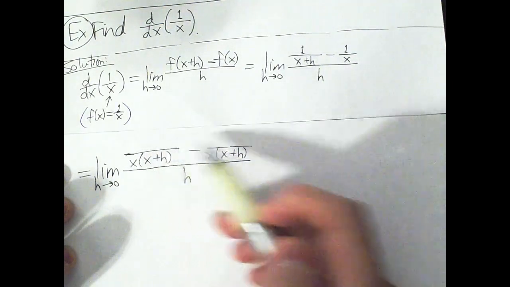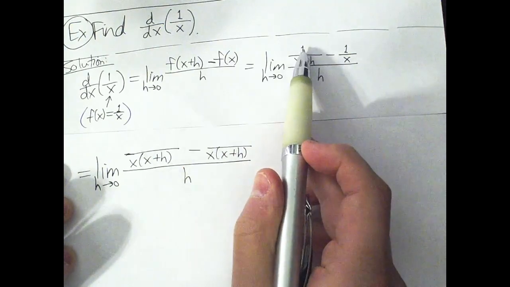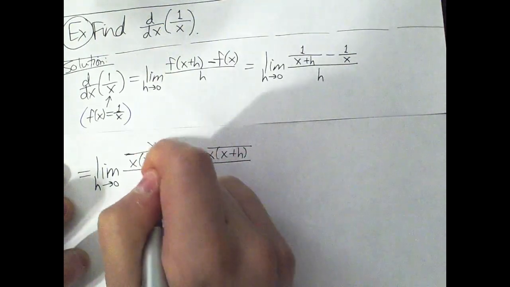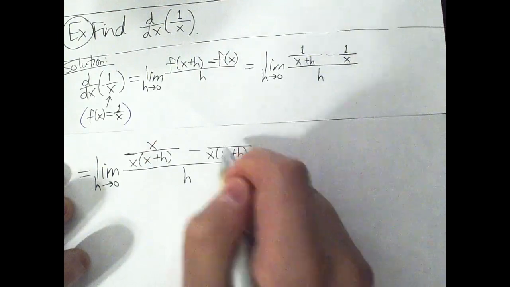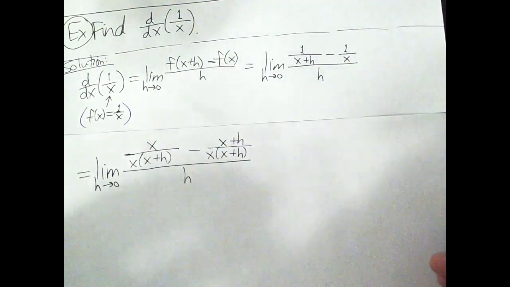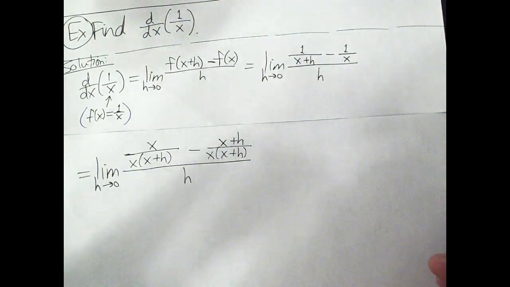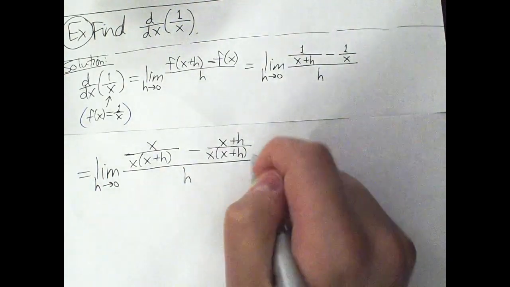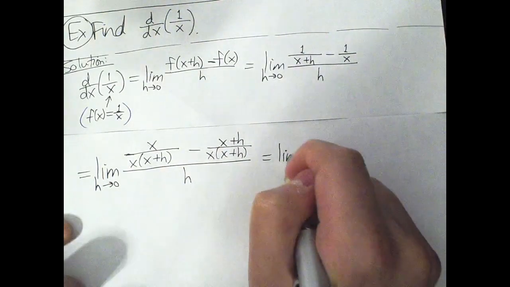So what do we do up top? We had a 1 up top. This is going to be x. And what goes here? This is going to be x plus h. Next step.